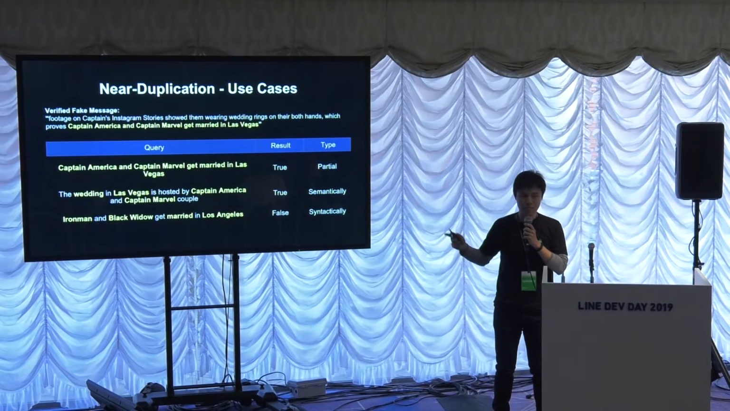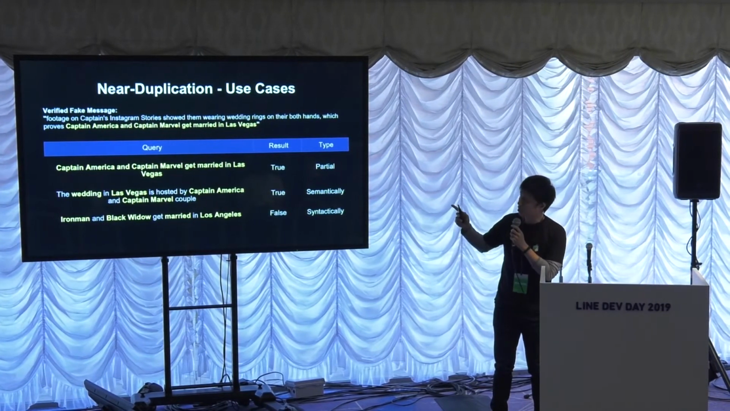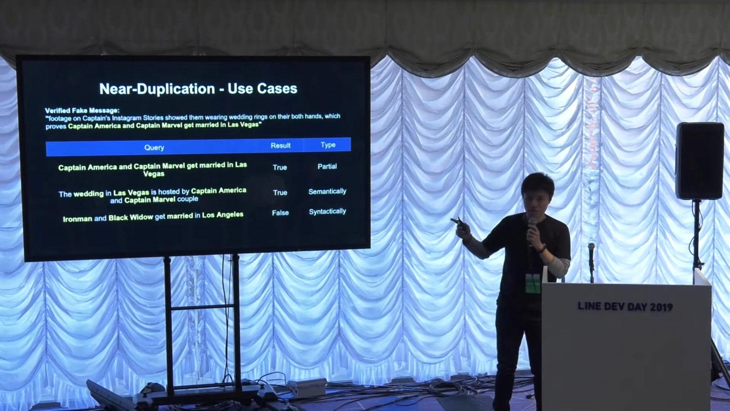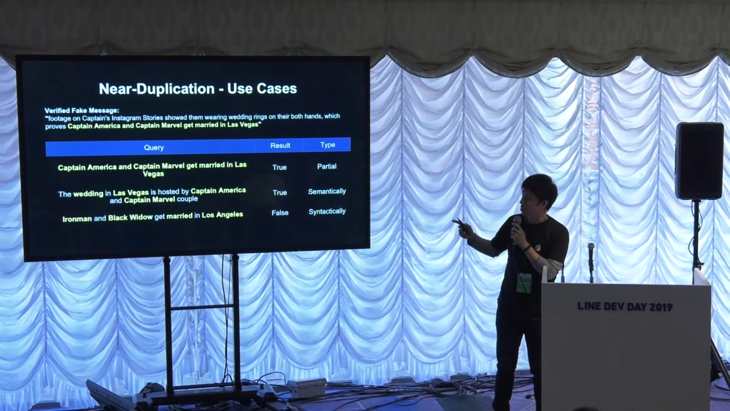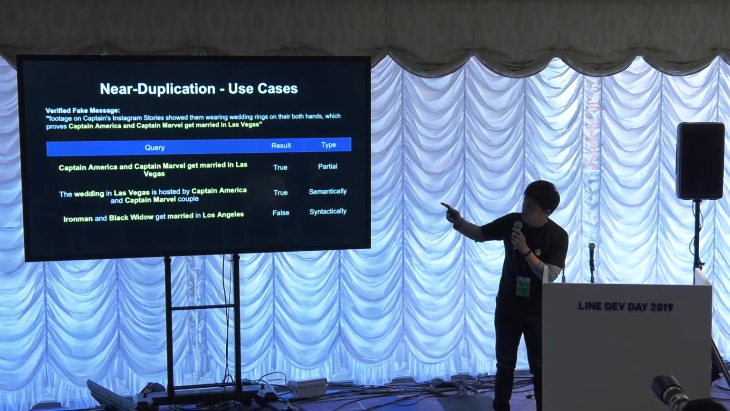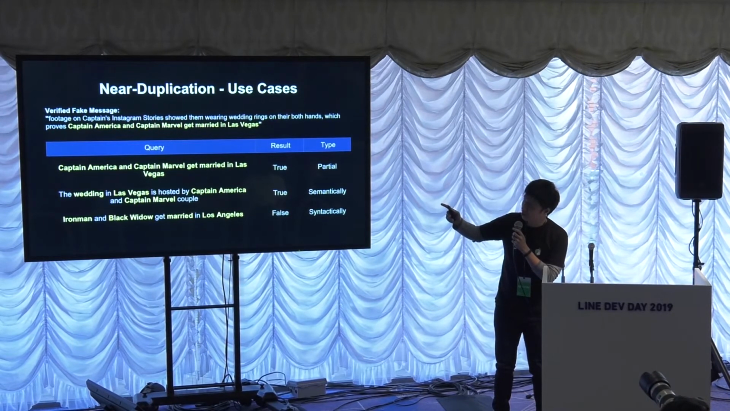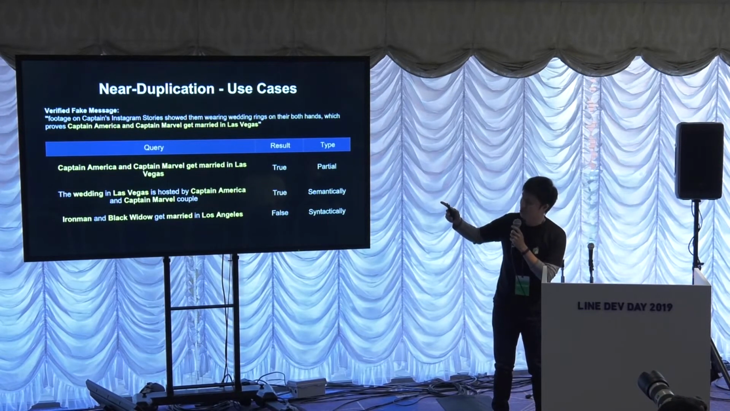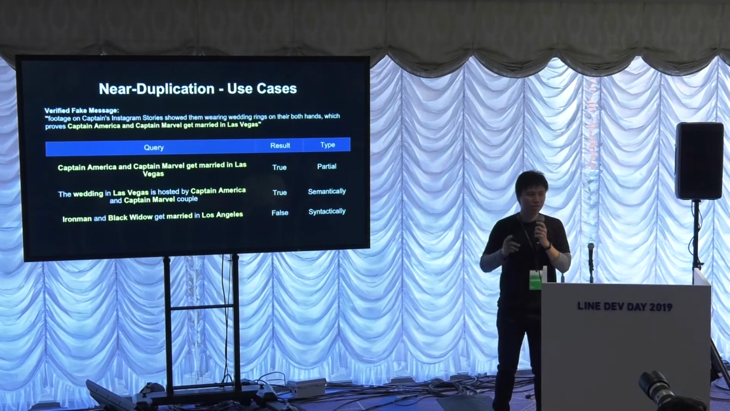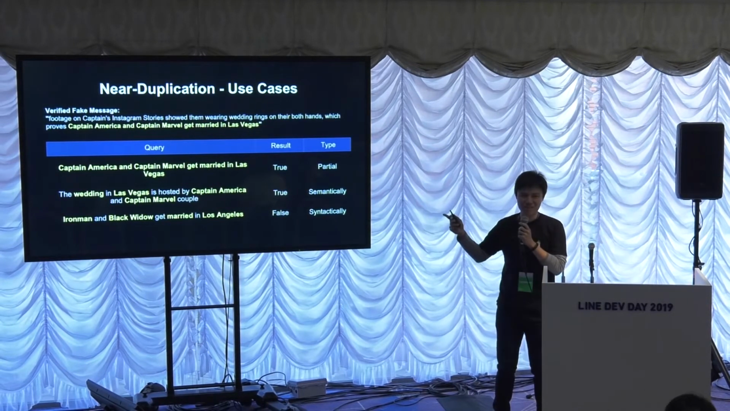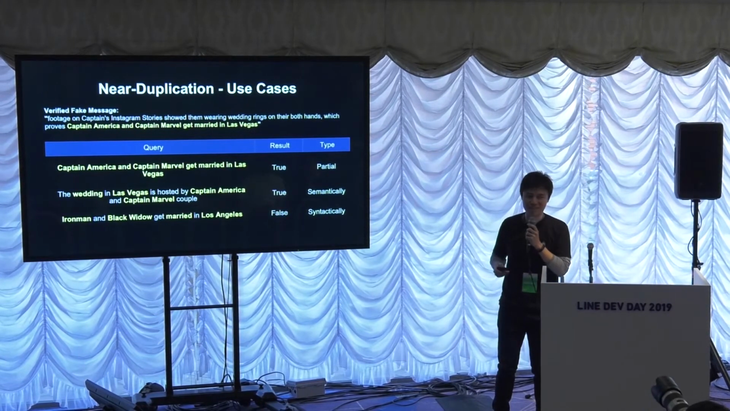Okay, here are some examples of what the near-duplication service solves, to determine semantically similar messages. For example, we have verified fake news, which is Captain America and Captain Marvel get married. But sorry to the Marvel fans here, it's just a fake message. Hopefully you don't get offended.